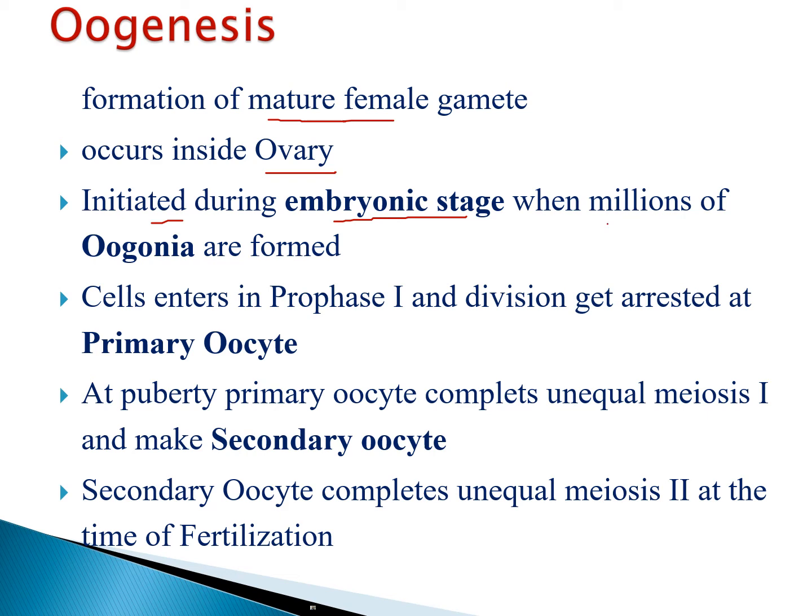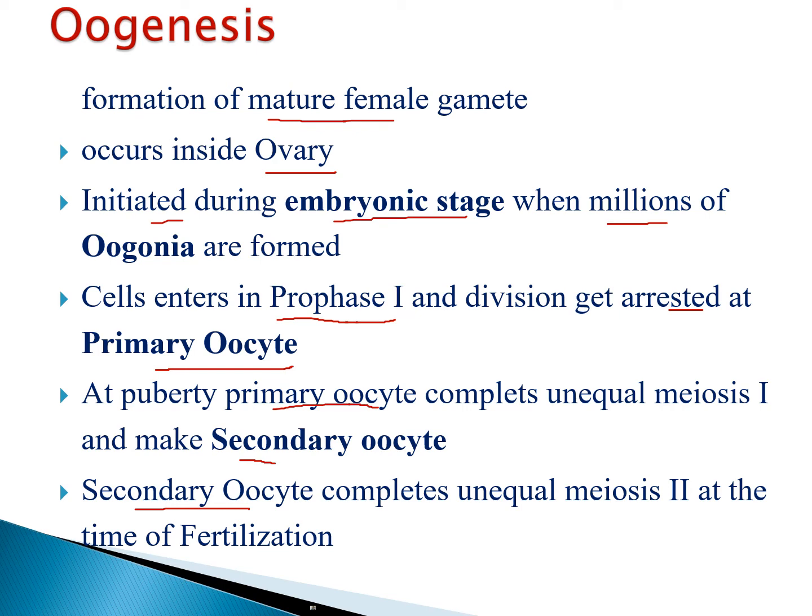At this stage, millions of oogonia are formed, and these oogonia enter into prophase 1 of meiosis. But this cell division doesn't complete here; it gets arrested, and then they make the primary oocyte. When puberty comes, these primary oocytes complete the division and they make the secondary oocyte. The secondary oocyte completes the division of meiosis 2 at the time of fertilization.